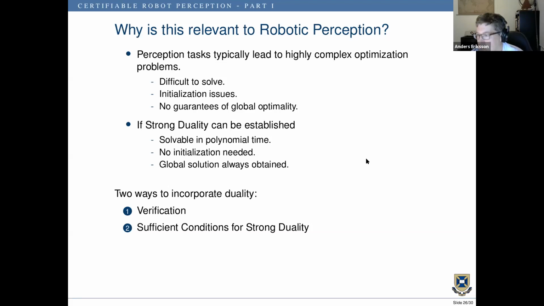It might affect runtime, but as far as global optimality goes, it's not important. And you can also solve the resulting problem efficiently. And at the moment, there are two ways, I suppose, to try and incorporate duality, or more essentially strong duality, in robotic vision and computer vision. One is called verification or certification of solutions. The other one, sufficient conditions for strong duality.